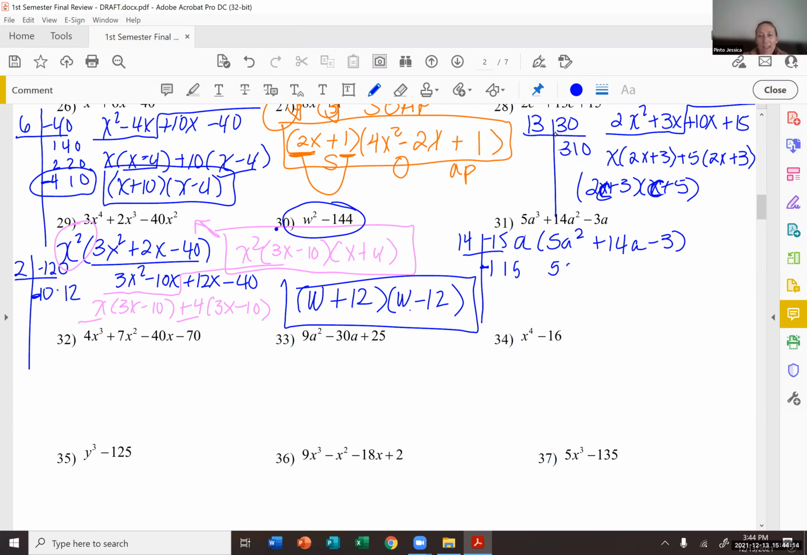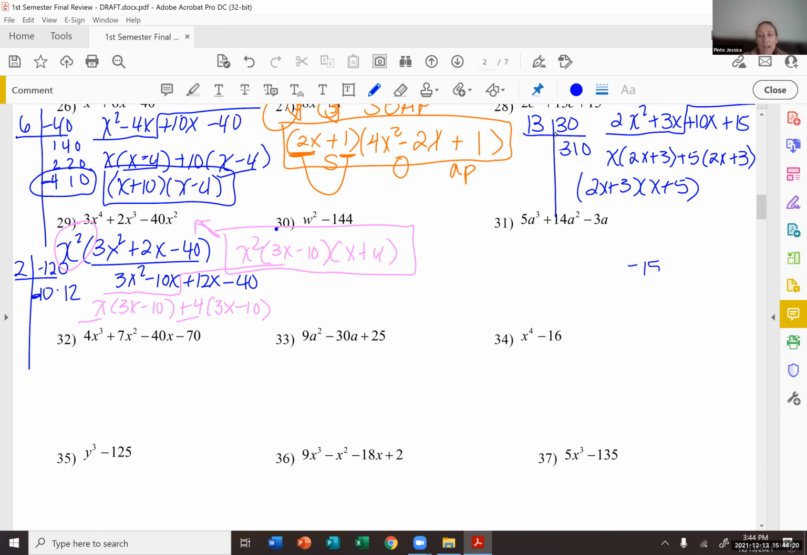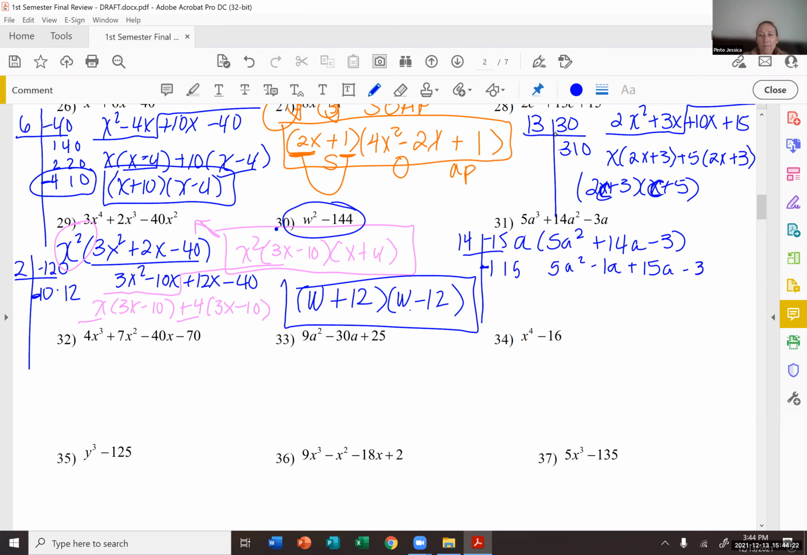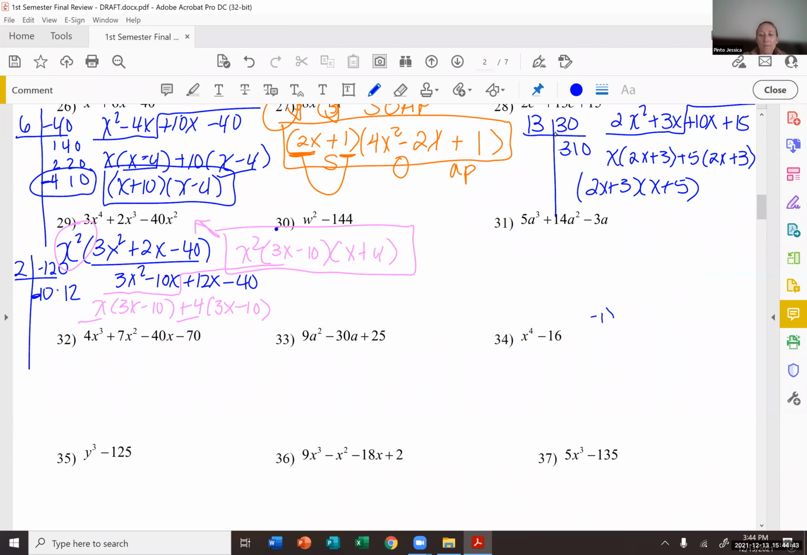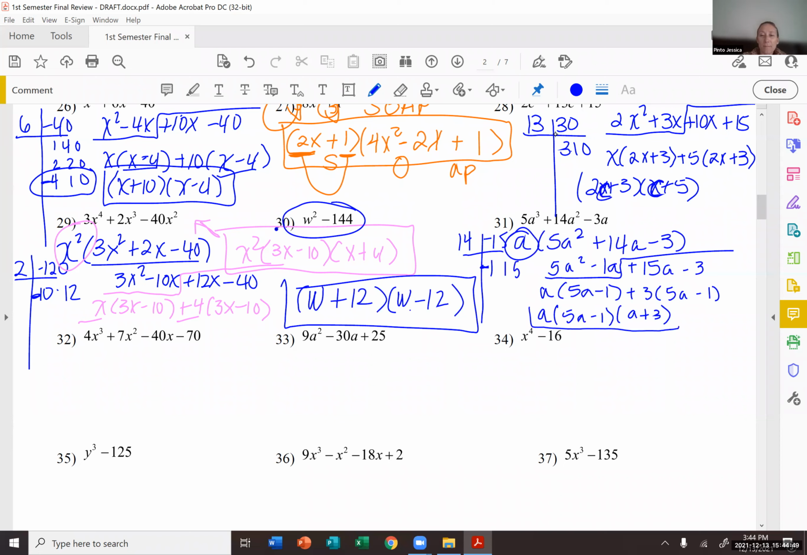So I've got 5a squared minus 1a plus 15a minus 3. Taking out the a, I've got 5a minus 1. And then we're taking out a 3 over here. So plus 3, again, 5a minus 1. So the final answer has the first a that I'm remembering, a, then 5a minus 1, and then also a plus 3. Putting those numbers outside together. That's lovely.